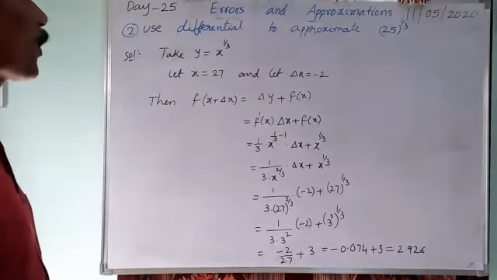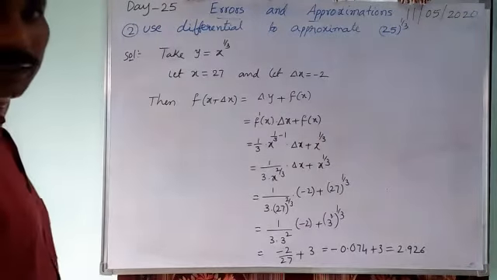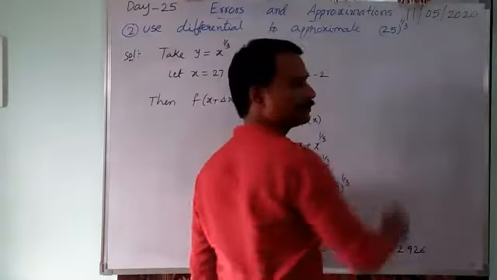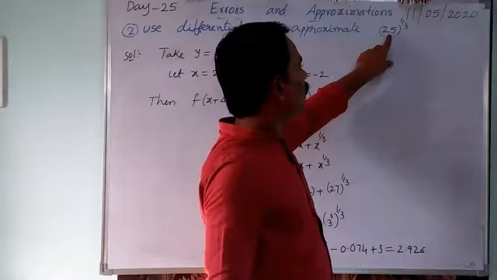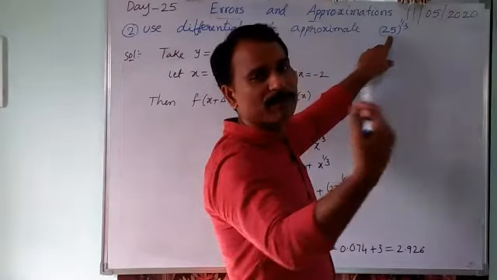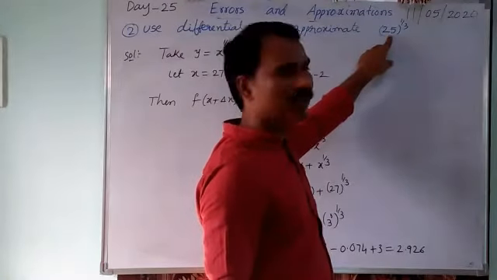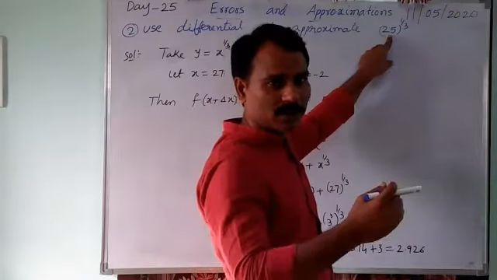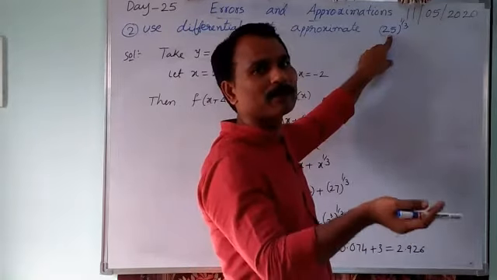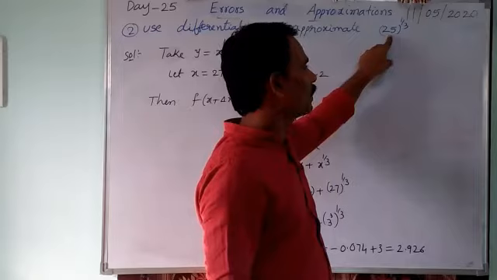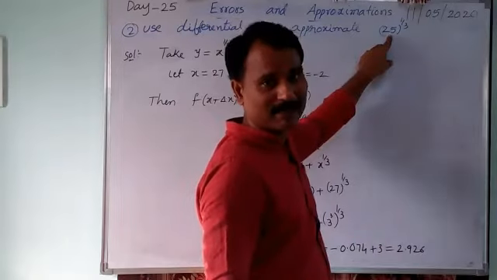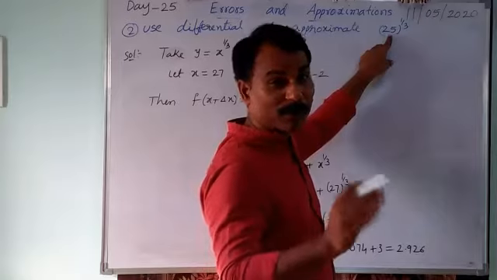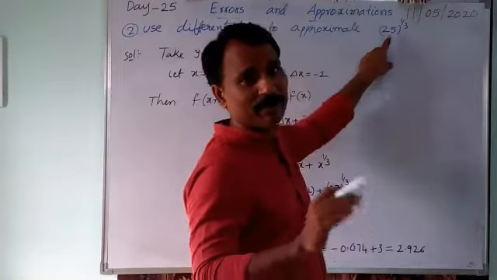Use the differential to approximate 25 to the power 1/3. Students, observe it. Here the power is 3, so make the value into a perfect cube. 25 is not a perfect cube, it is a perfect square. So which number is nearer to 25 that is a perfect cube? 27 is the perfect cube, 3 cubed is 27. So take the perfect cube, that means 27 minus 2.